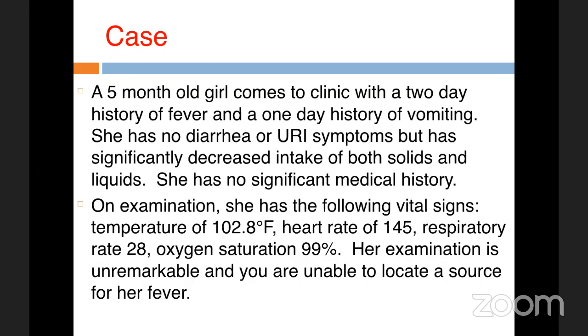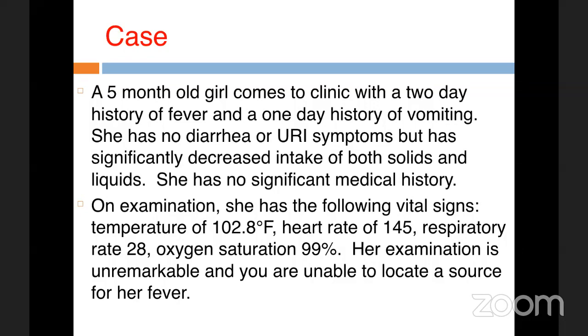So it's a case, a 5-month-old girl comes to clinic with a 2-day history of a fever and a 1-day history of vomiting. She doesn't have any diarrhea or URI symptoms, but has significantly decreased intake of both solids and liquids. She has no significant medical history. On examination, she has the following vital signs. Temperature is 102.8 degree Fahrenheit, heart rate of 145, respiratory rate 28, saturation 99%. Her examination is unremarkable and you are unable to locate a source of her fever.